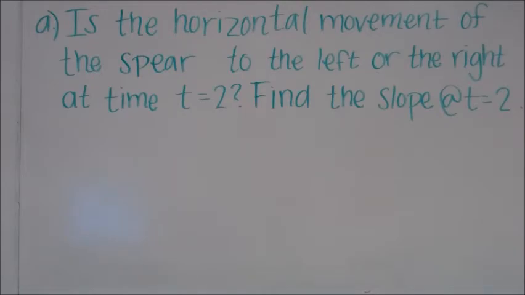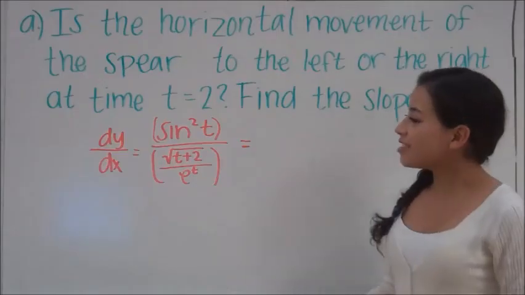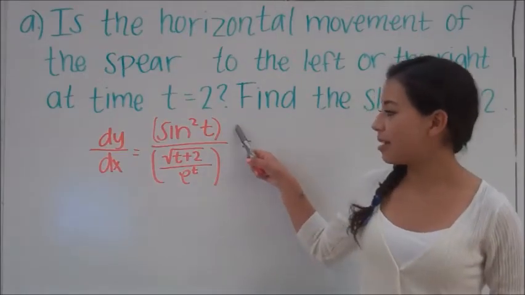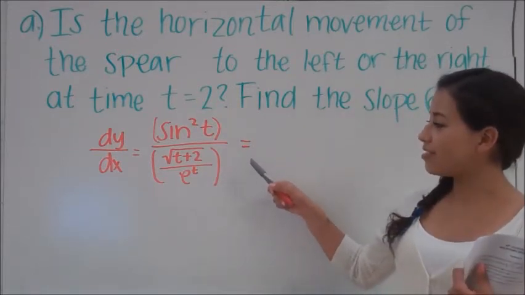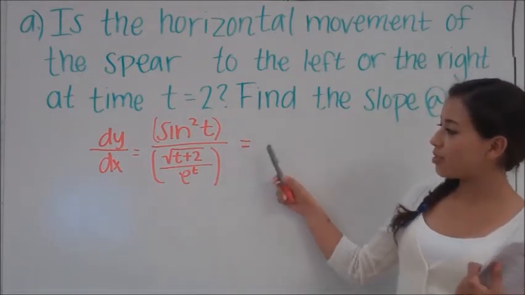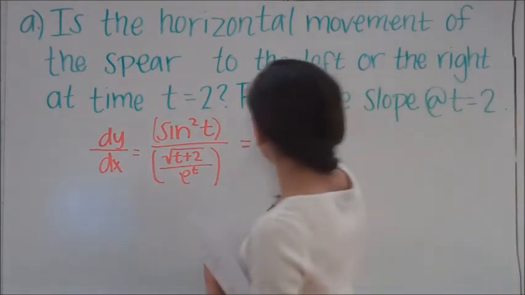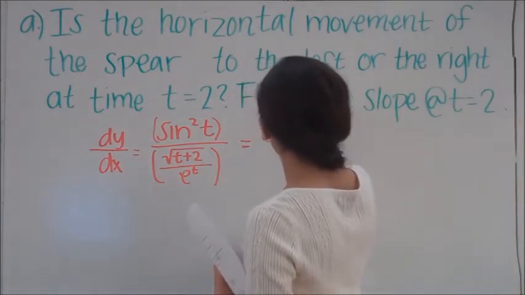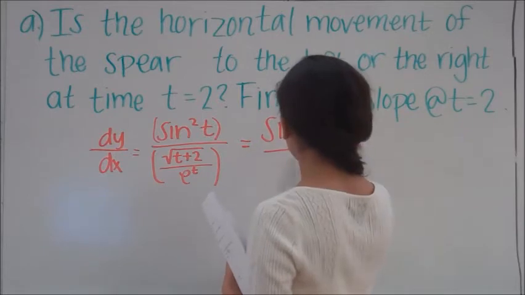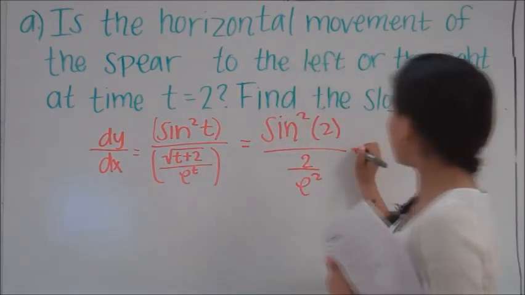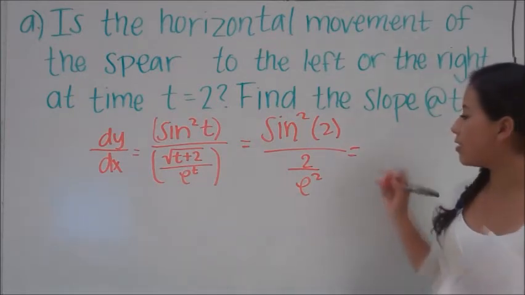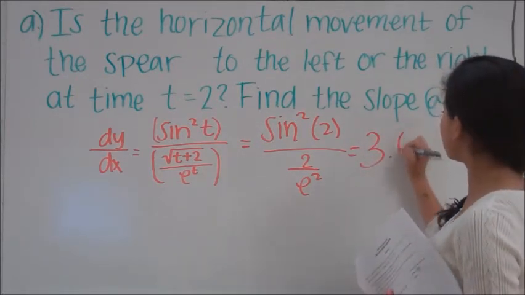Find the slope at t equals 2. To find the slope, you set the dy equation on top of the dx equation. And since you're finding the slope at t equals 2, you substitute 2 in for t. After plugging it into the calculator, you end up with 3.055.